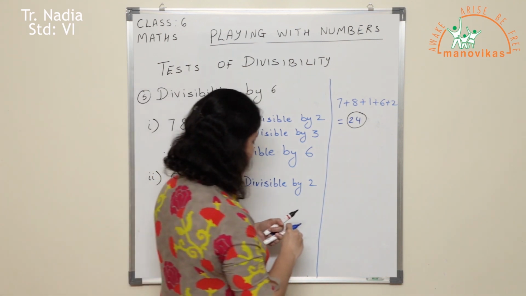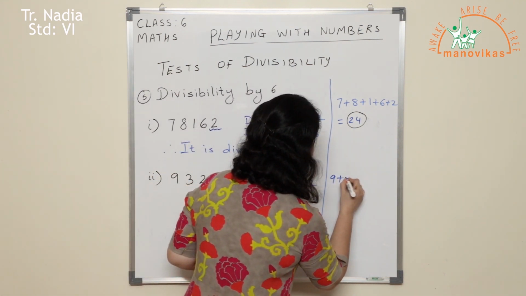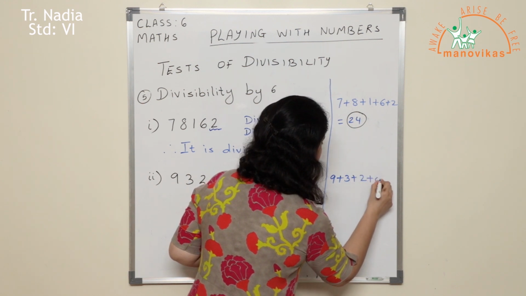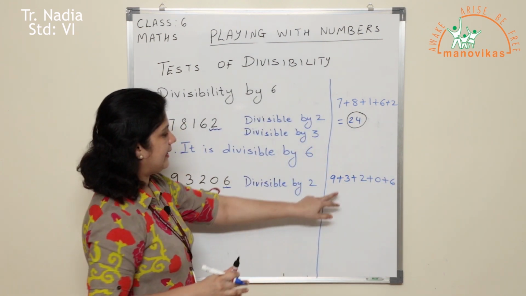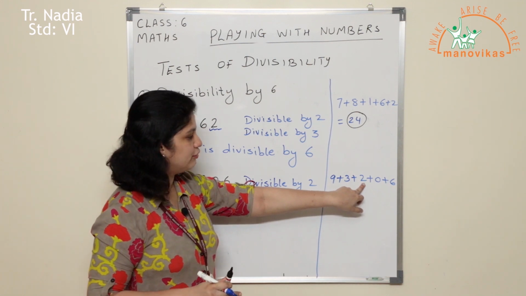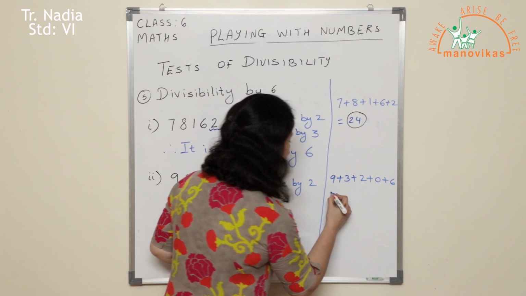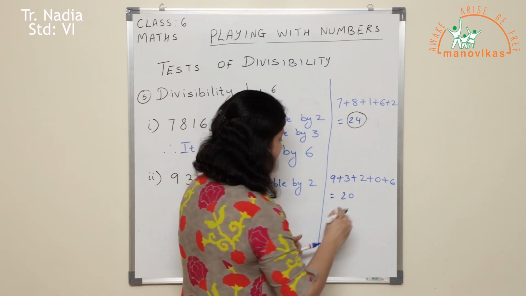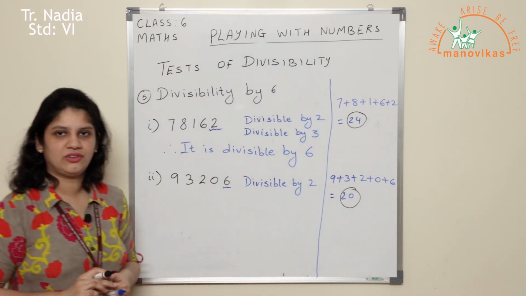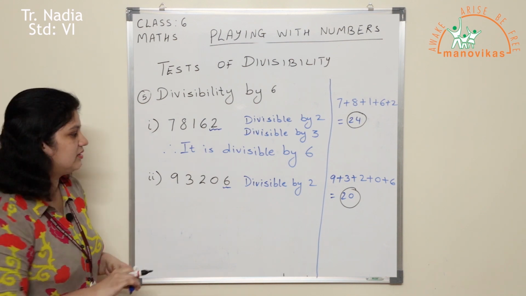To check for the 3 test, I need to add the digits. That is 9 plus 3 plus 2 plus 0 plus 6. 9 plus 3 is 12, plus 2 is 14, plus 0 is 14, plus 6 is 20. So, I got the total 20. Now, is 20 a multiple of 3? No, 20 does not come in the 3 table.